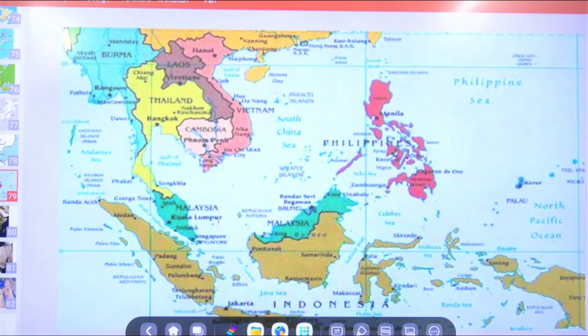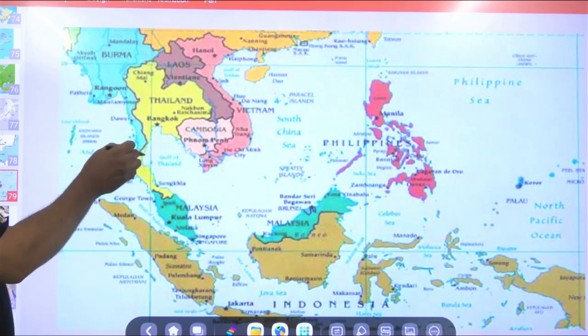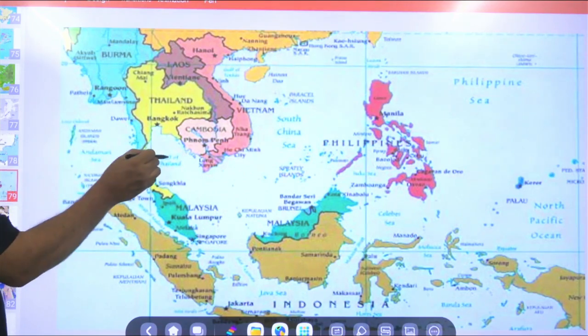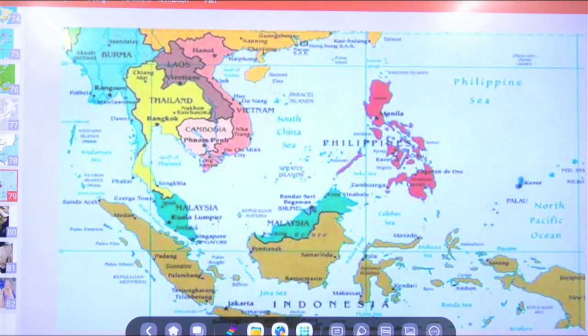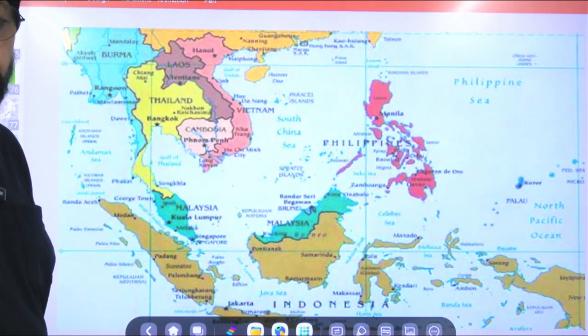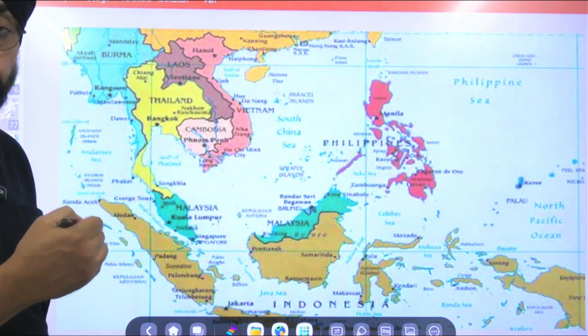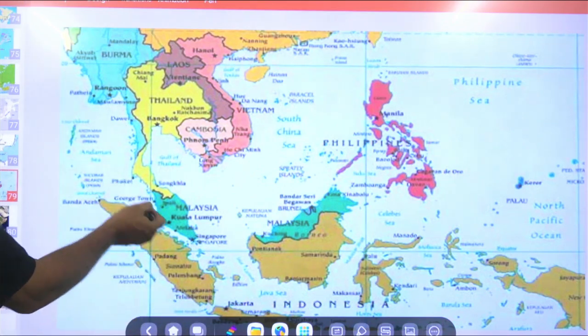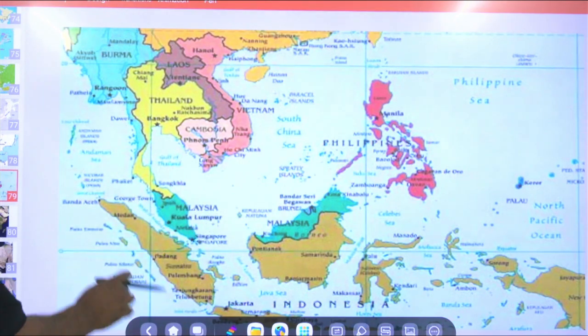Same way, you have this Kra Isthmus, already asked in the exam. That is in Thailand, the Kra Isthmus. China once proposed to develop a canal, the Kra Canal, across this Kra Isthmus in Thailand. Then you can avoid the Malacca Strait.